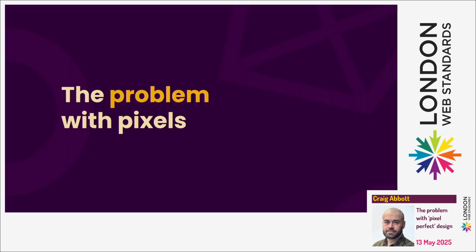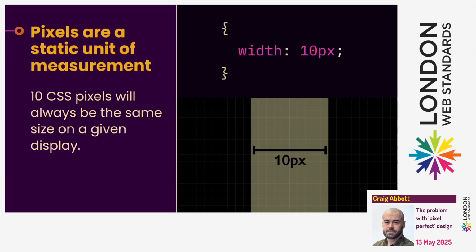So moving on to the problem with pixels. As I've just said, you can draw something out to be 10 pixels on a screen. It might not necessarily be 10 physical pixels wide, but it will always be the same size on a particular screen. So if you, in your browser, say, I want this thing to be 10 pixels wide, every single time the browser draws that, it'll be the same physical length on the screen.